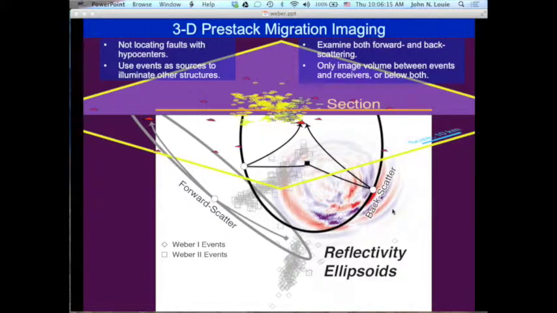Especially for reflectors at the slab interface, we're going to be illuminating them with forward scattering with the earthquakes below, the Weber 1 sequence. And then, very conveniently, a few months later, were the Weber 2 earthquakes above the slab interface, where we can illuminate the slab interface with backscattering. So that's how I could get some information from a good range of theta angles. I could examine both forward and back scattering.